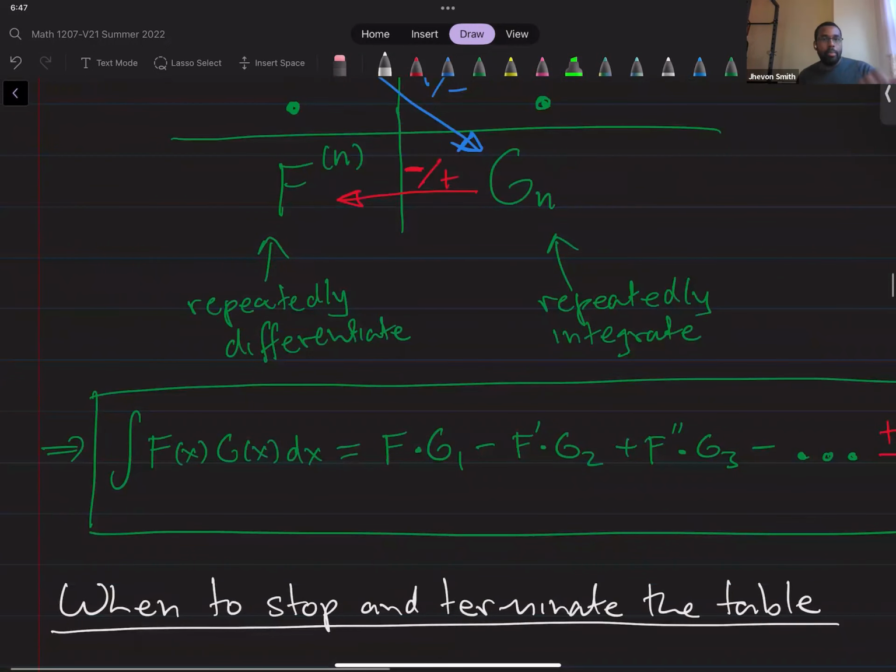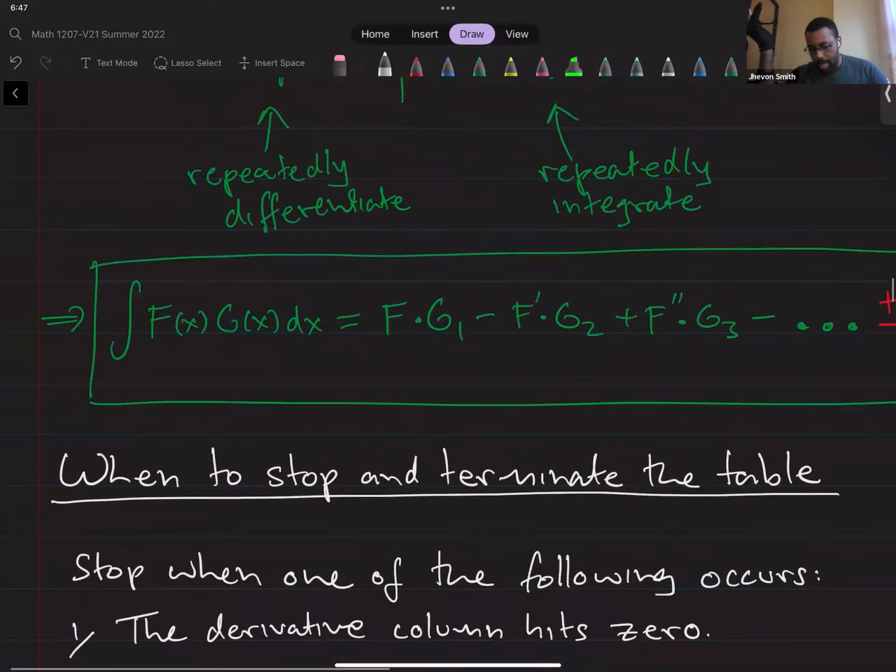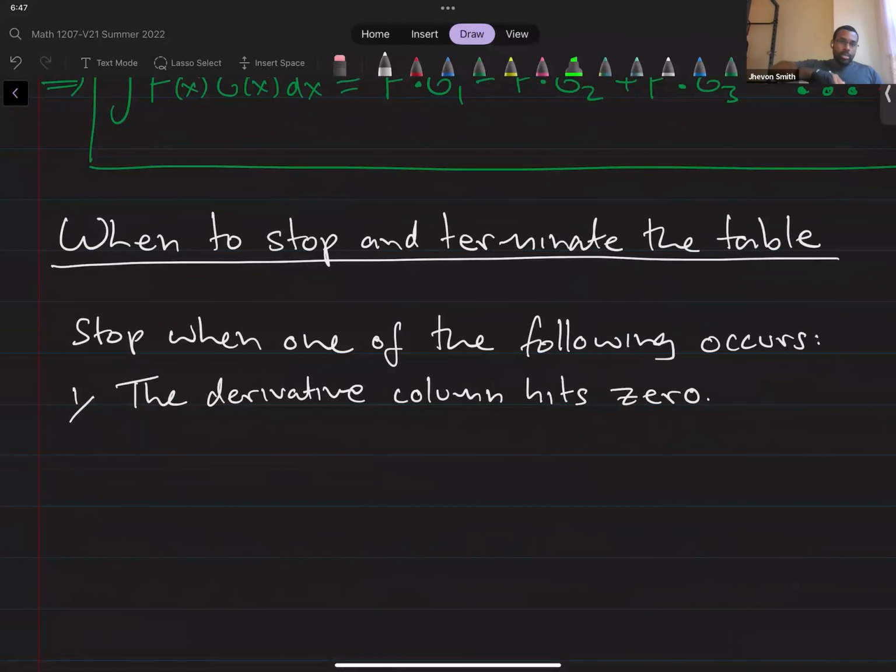Now, obviously, that's going to happen if you have a polynomial, right? Like the x to the third is going to become an x to the squared, and that's going to become an x, and the x is going to become a constant, right? And then the derivative of a constant is going to give you 0. So obviously, that's one possibility, right? So one possibility is you keep differentiating, and the left column eventually hits 0. Once you see that 0, you stop the table, cut it off. Okay, now we plug into this formula. So that's one situation.